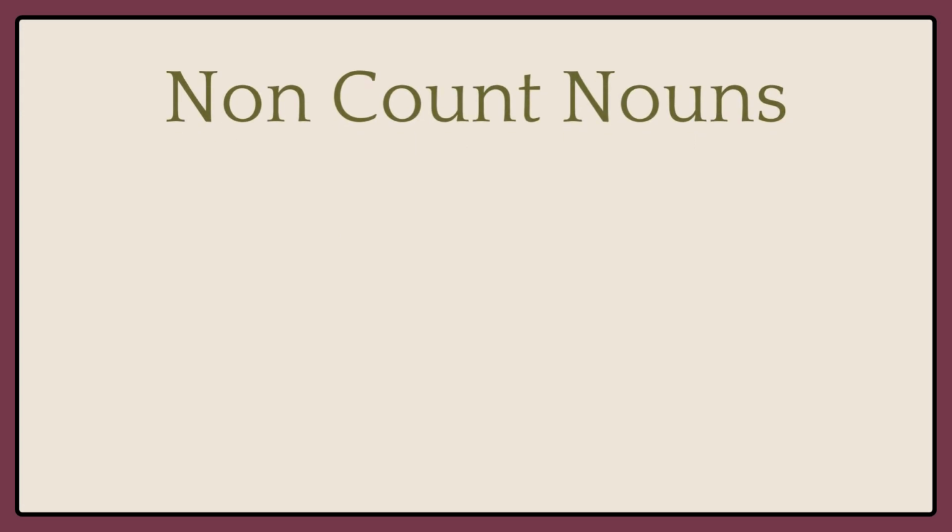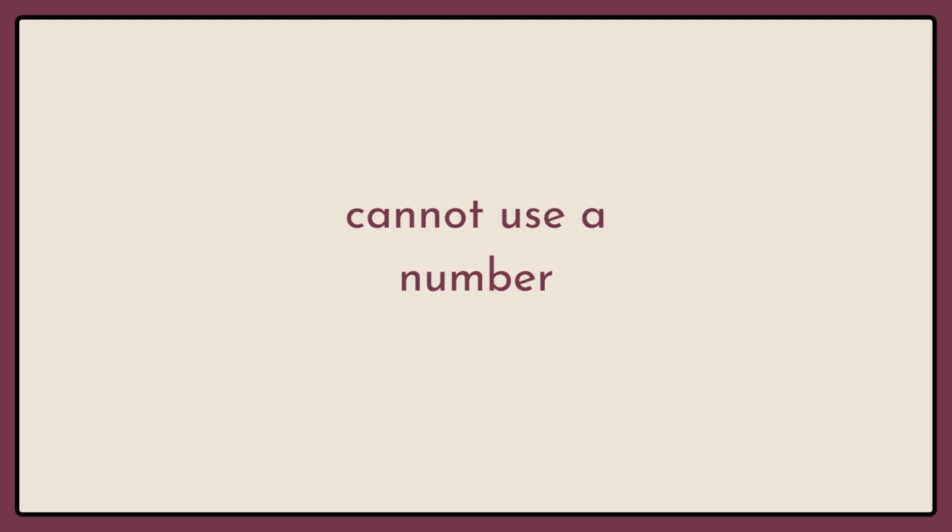For non-count nouns, we can't use numbers because they can't be counted. This doesn't mean that there can't be more than one of a non-count noun, but if we want to talk about a non-count noun that is plural, we use a word like some. I will discuss different types of words we can use for plural non-count nouns in a separate lesson about quantifiers. Just know for this lesson that non-count nouns don't use a number to indicate how many there are.